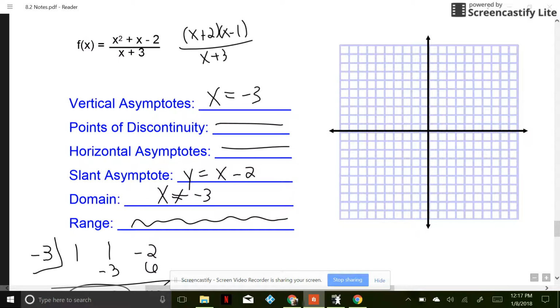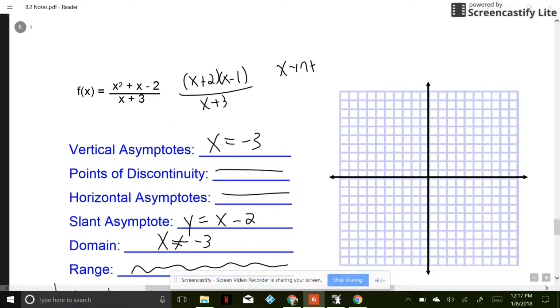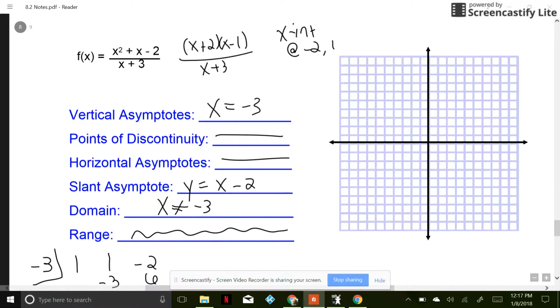The last thing we want to think about is the x-intercepts. That is what's in the numerator that did not cancel. So it'll be at -2 and +1. We'll have two x-intercepts here. So we're going to have a vertical asymptote at x = -3, and then a slant asymptote at the line y = x - 2. So we're going to have a y-intercept at -2 and then a line with a slope of 1.